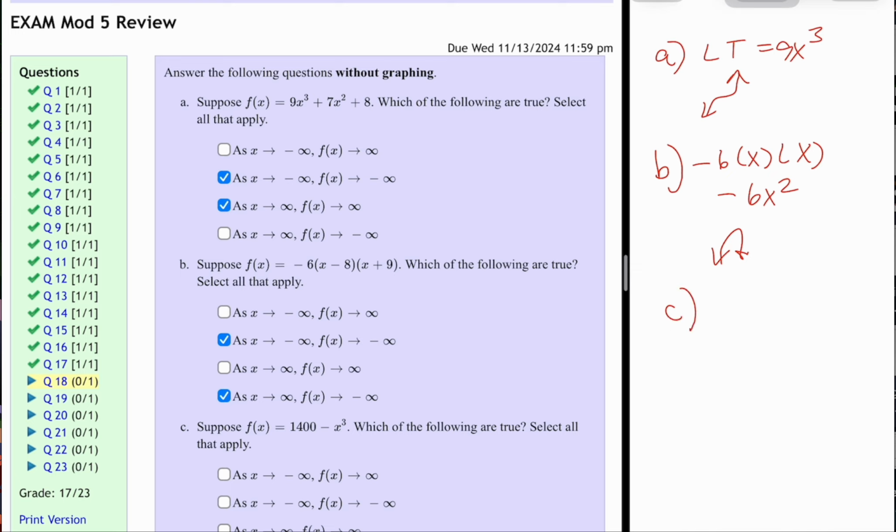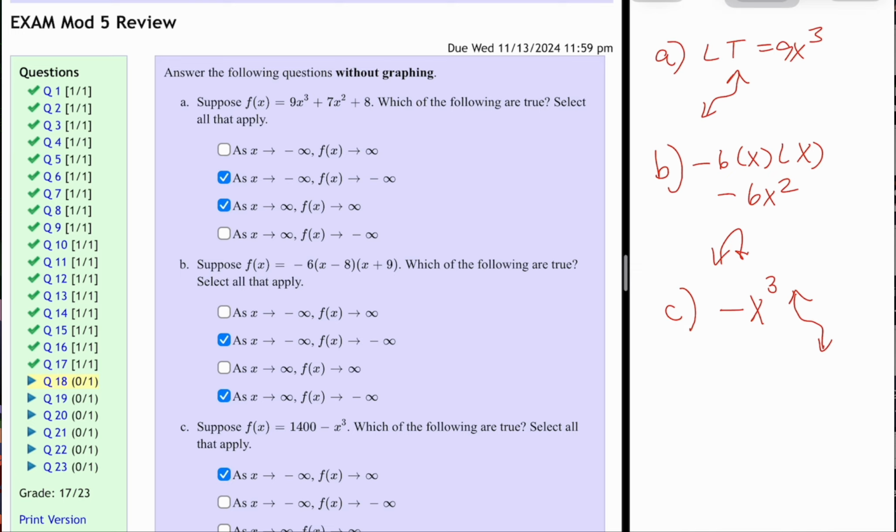For C, our lead term is negative x cubed. So we have to flip over our cubic. So our left end, which is going to negative infinity, has to go up this time, and our right end has to go down. So those are the options that you see there. So there's question 18.